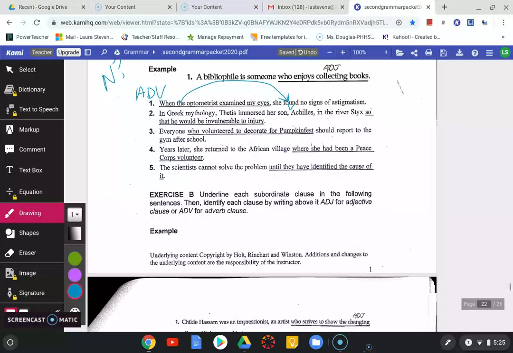So that he would be invulnerable to injury. What did she do? She immersed. Now I would originally think it was an adjective clause because it says who, but it looks like this, so that looks like a relative pronoun. So I would immediately think that, but this is saying why. Oops. Yeah, it's showing why. Why is an adverb clause.